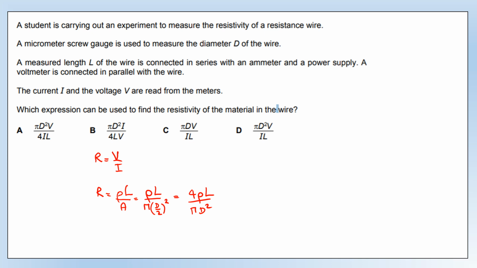Okay, so now we're in a position to find out what the resistivity is. Putting those two things together, V over I is equal to 4 rho L over pi d squared. So we want to know what the resistivity is, so that's going to be V pi d squared over 4 I L. Do any of those match up with our answers? Yeah, that's clearly option A.